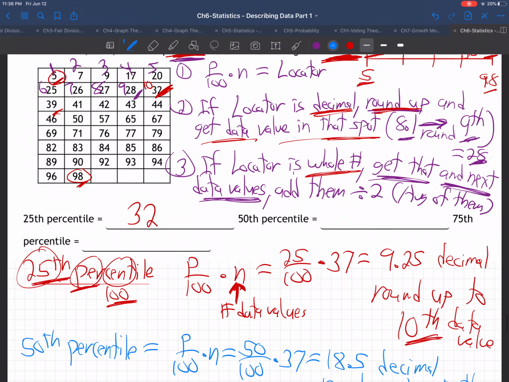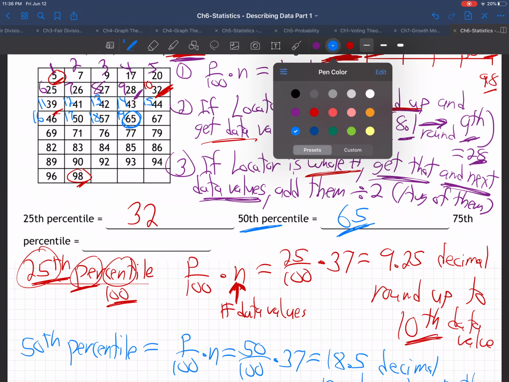All right, let's find it. 10th, 11th, 12th, 13th, 14th, 15th, 16th, 17th, 18th, 19th. Here it is. 65. That's halfway through the data set. Makes sense, huh? There's 18 numbers below it, 18 numbers above it. 18 plus 18 is 36, and then the one number in the middle, that's the 37 numbers. So the number 65 is exactly halfway through the data. It's at the 50% along the way. This is making sense, I hope, for you as well.